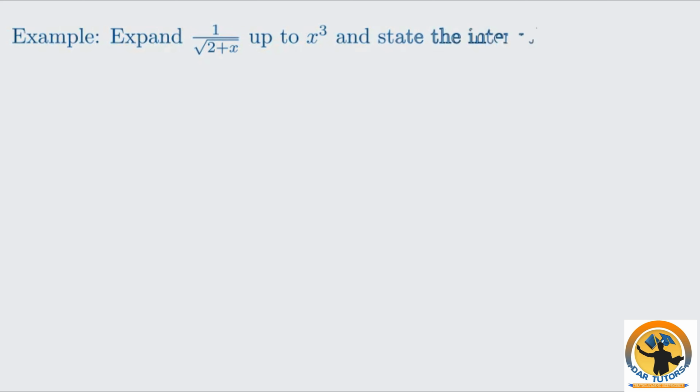Let's work through a full example. We'll expand 1 over the square root of (2 + x). We need to expand 1 over the square root of (2 + x) up to the term in x cubed and state the interval of convergence.